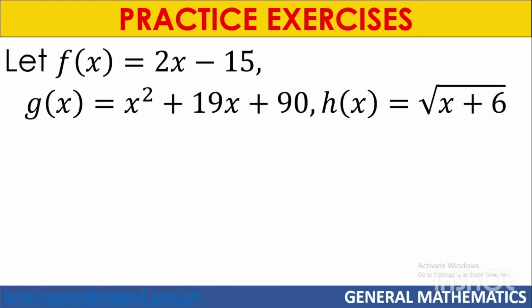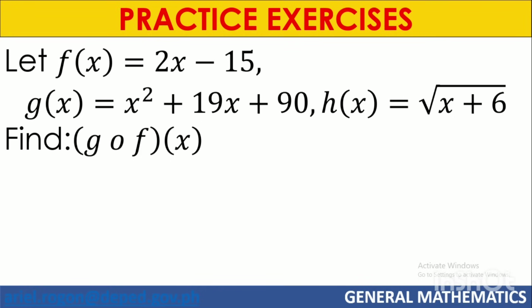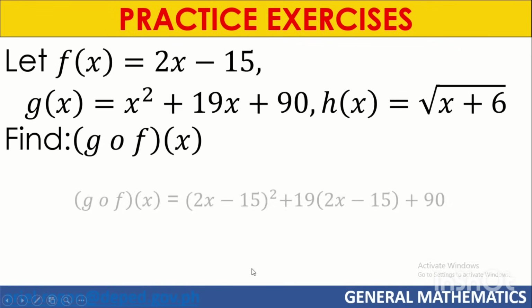Okay, I'll give you some exercises. Okay, we have f of x is equal to 2x minus 15. G of x is equal to x squared plus 19x plus 90. H of x is equal to the square root of x plus 6. First, find the composition of G with f of x. So, ibig sabihin, papalitan natin lahat ng x ng G of x ng f of x, which is 2x minus 15. So, ito yung G of x natin.